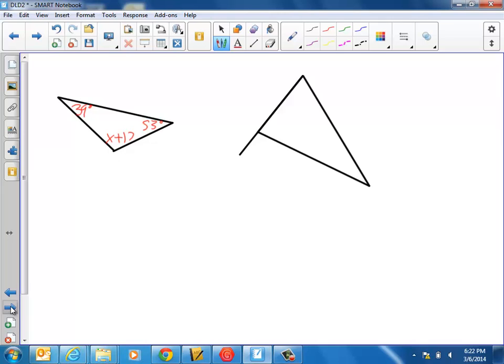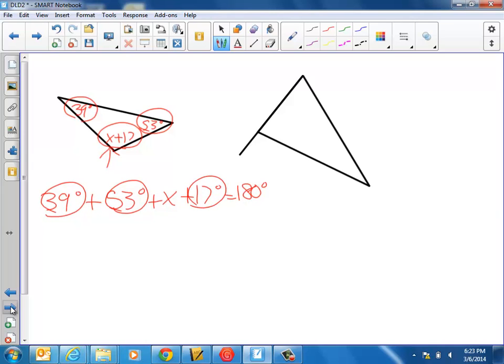Well, whenever you have a triangle, you know that the sum of these three angles, they are supplementary. They add up to 180. We can use that every time to solve for the remaining angle that we don't know about in a triangle. So we'll say 39 degrees plus 53 degrees plus x plus 17 degrees equals 180 degrees. And solve that for x by combining. So you get 109 plus x equals 180 degrees. Subtract off the 109, x is equal to 71 degrees. And there you go. Not too bad.